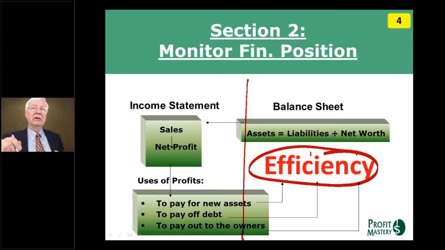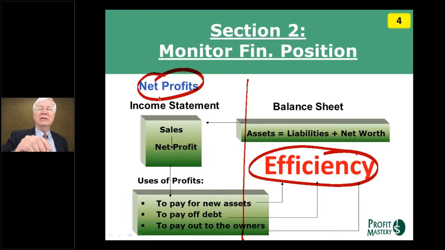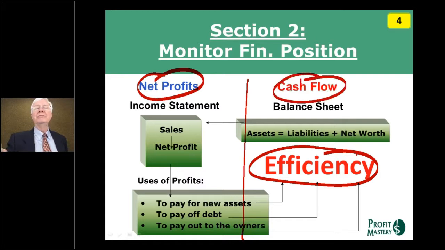That's the word I want you to write in on your handout. I want you to write in efficiency. We want your clients' money in their business to work as hard as they do. And we help them understand that net profits are measured over here on the income statement, but cash flow is measured and managed. It's grown on something totally different. It's grown on the balance sheet.